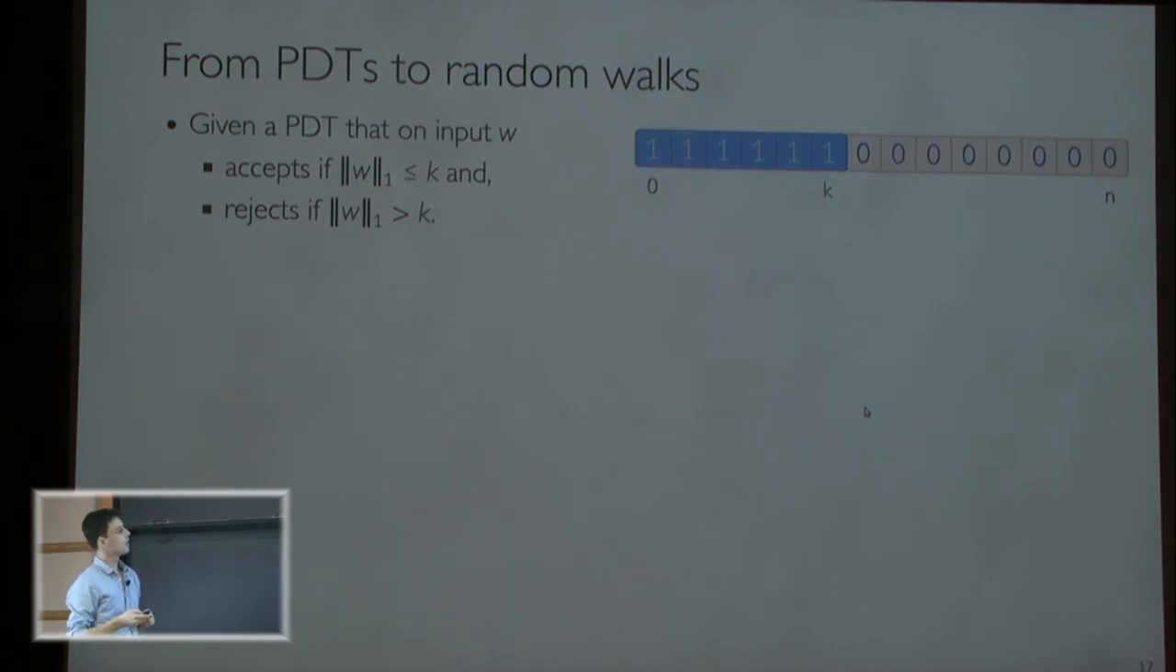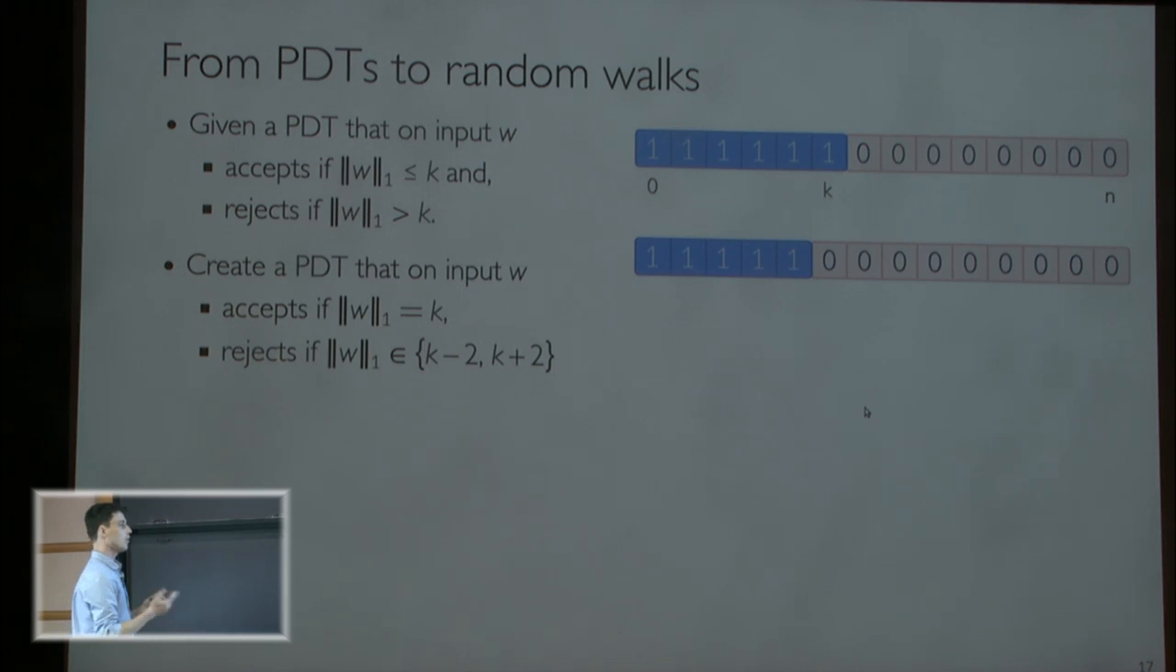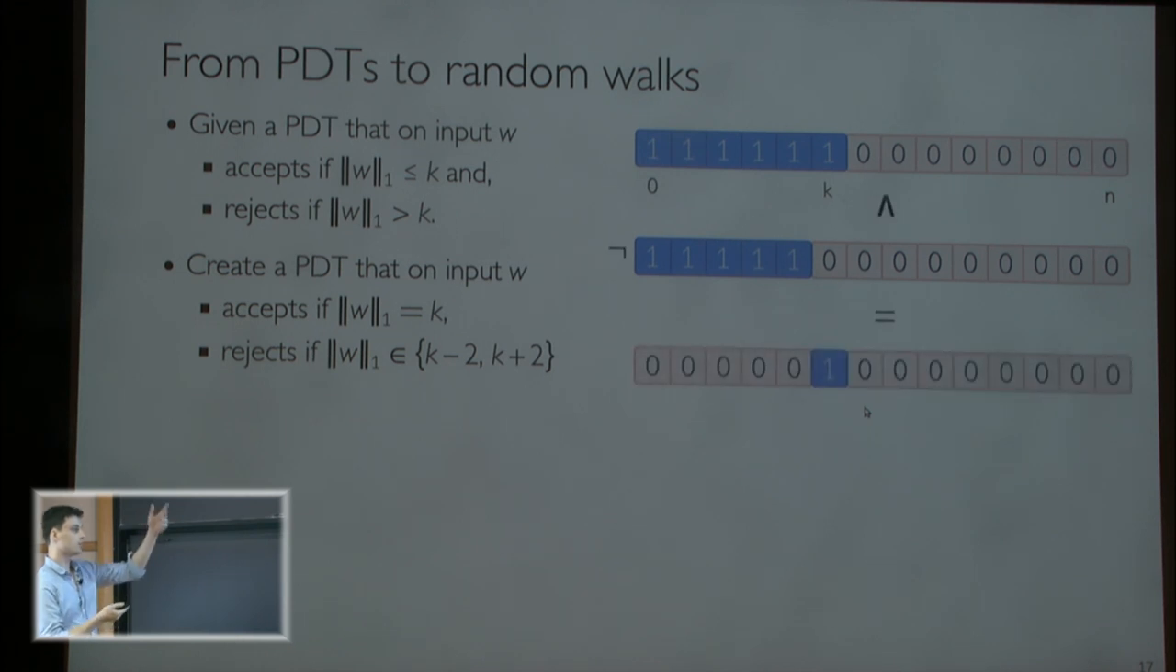Now we can easily convert this to a PDT that accepts Hamming weight exactly k and rejects Hamming weight k minus 2 and k plus 2. We can do that as follows. We run two parallel parity decision trees, one with parameter k, one with parameter k minus 1. And we say yes only if the first one says yes and the second one says no. That can only happen when the Hamming weight is k.